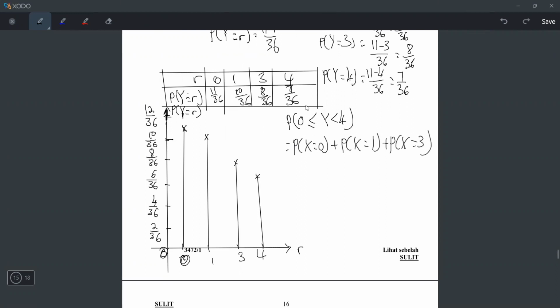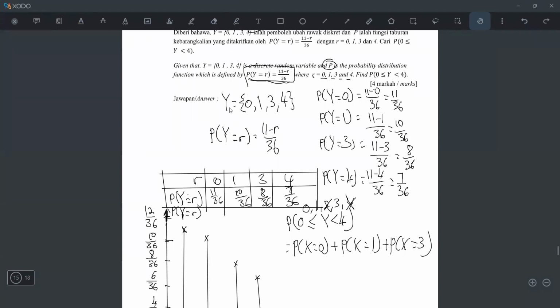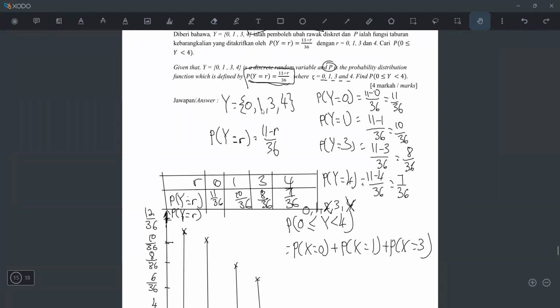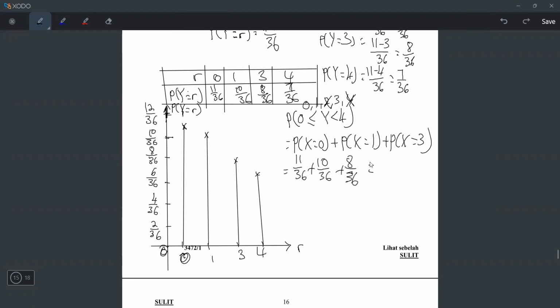Okay, it means that I need to have 0, 1, 2, 3, 4, but I will cross out the 4 and 2. I cross out the 4 because there's no line here. I cross out the 2 here because the question already says 2 is not in the possibilities here. So it's just 0, 1, 3. So I will take 11 over 36 plus P(X=1), 10 over 36 plus 8 over 36. Okay, and you should get what? Let's press 11 plus 10 plus 8, 29 over 36.